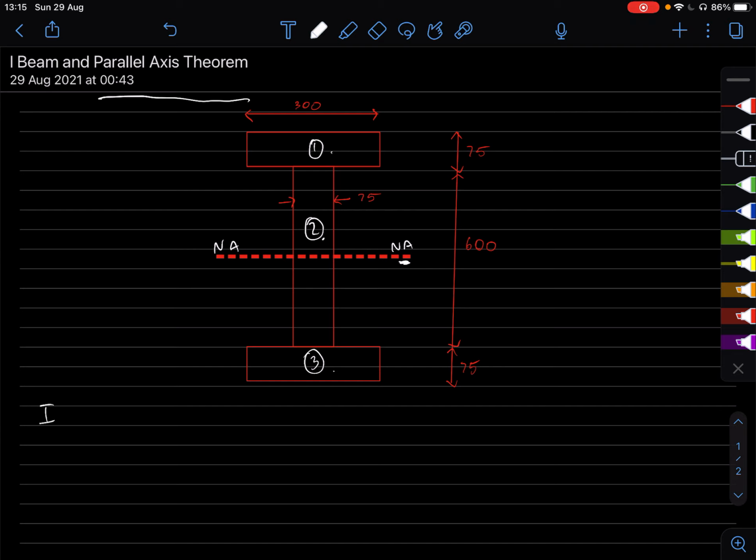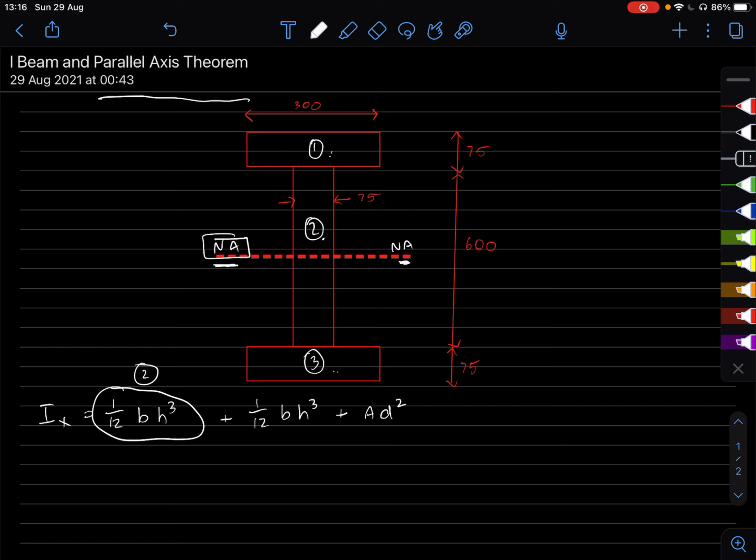The formula, so Ix, that's about this x-axis here, equals 1 over 12 times the base times the height cubed. So this portion of the formula, this portion here, relates to rectangle 2, because that's sitting here on the neutral axis. But for rectangles 1 and 3, we're going to use the regular formula, 1 over 12 base height cubed, but we're going to introduce the parallel axis theorem, which is AD squared.